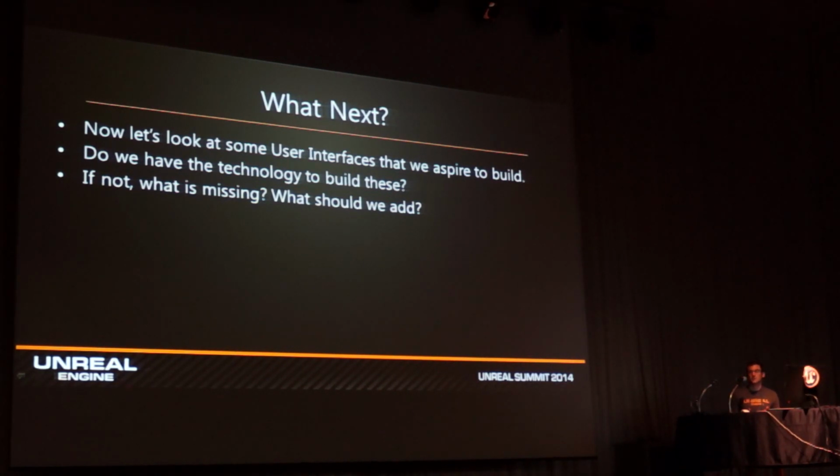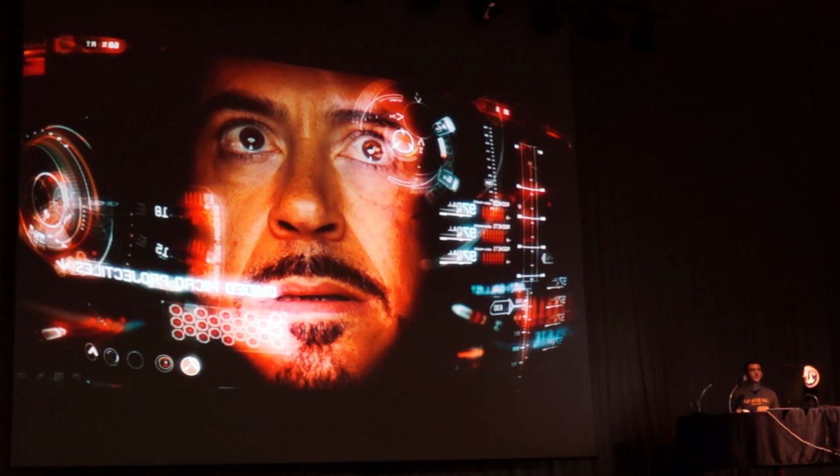So now we have to ask the question, what's next? We want to look at some user interfaces and motion graphics that are found out there that we aspire to build. And we want to ask the question, do we have the technology to build those? If not, what is missing? And what should we be adding? This is a screenshot from Iron Man, again. It is very beautiful. And there are many moving pieces in this screenshot. But none of them are interactive, and we want to build interactive UIs. However, this does set the visual bar.